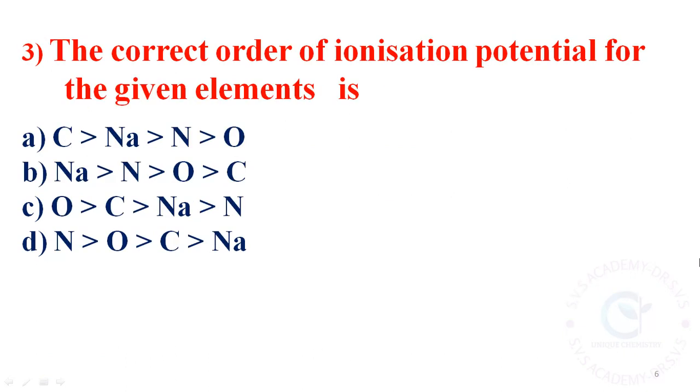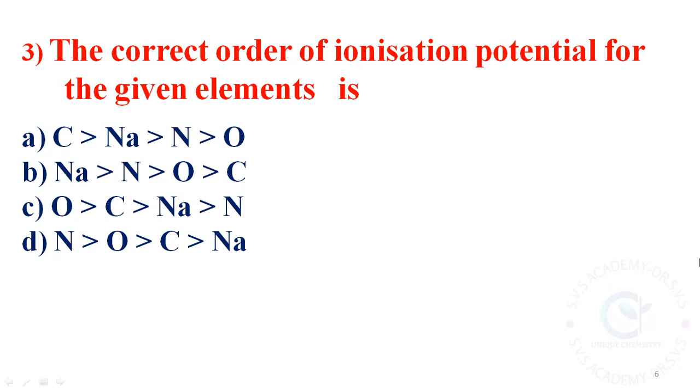The next is the third question. The correct order of ionization potential for the given elements is, and four options are given. Now you see the first element we have to select. For A, it's carbon. For B, the first element is sodium. For C, the first element is oxygen. The fourth one is nitrogen.